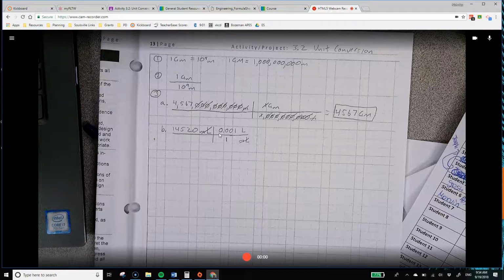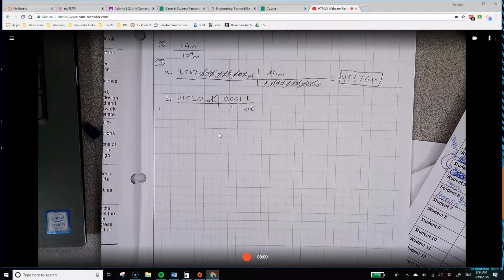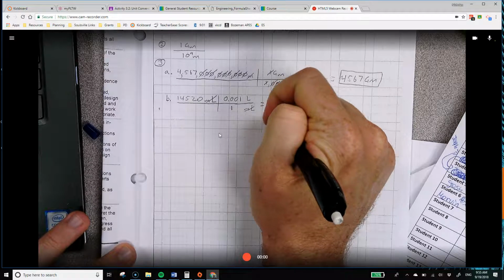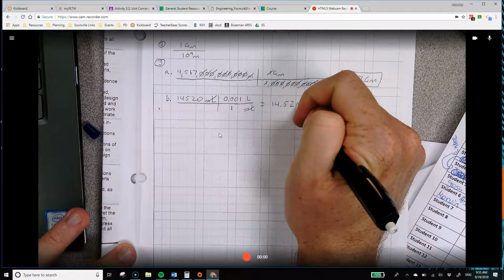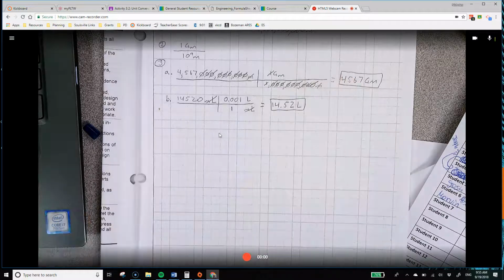So now multiplying by 0.001. Did anybody put that in the calculator already? How many zeros were in your calculation? That's what you should get. So you should end up with 14.52, and then liters is my unit that's not crossed out, so liters. Put a box around this answer.